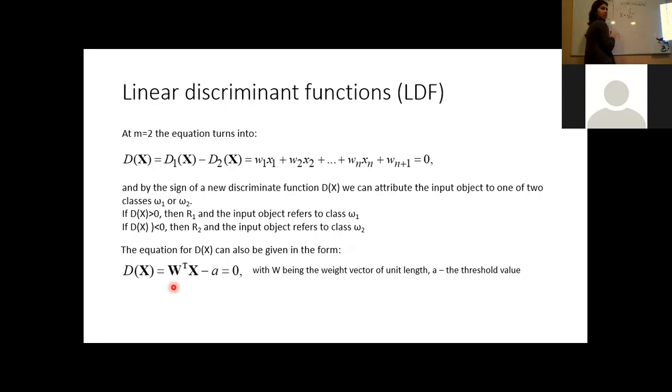You don't get it? Let's calculate. Here, look: W transposed multiplied by X gives you a new matrix, and here you get only a vector. Here you get a new matrix, and here you have also a vector.